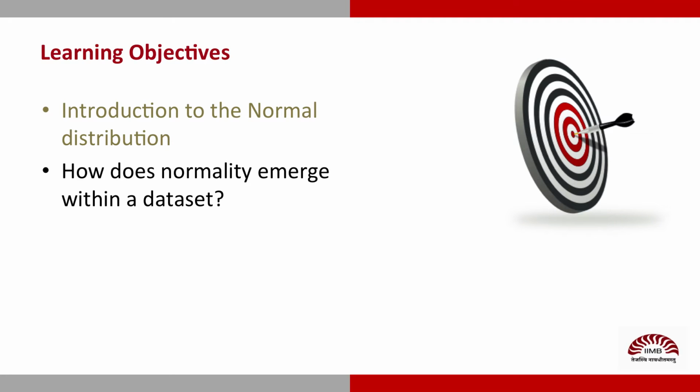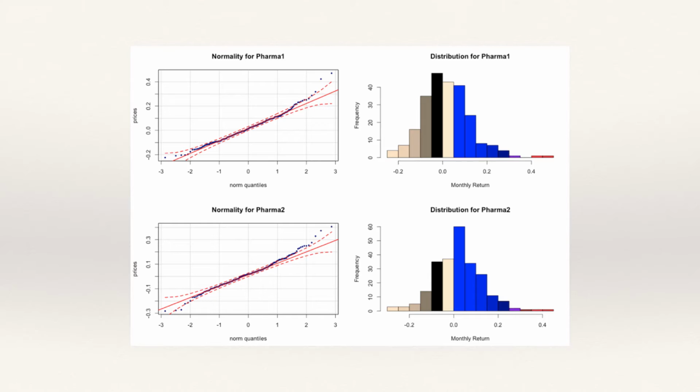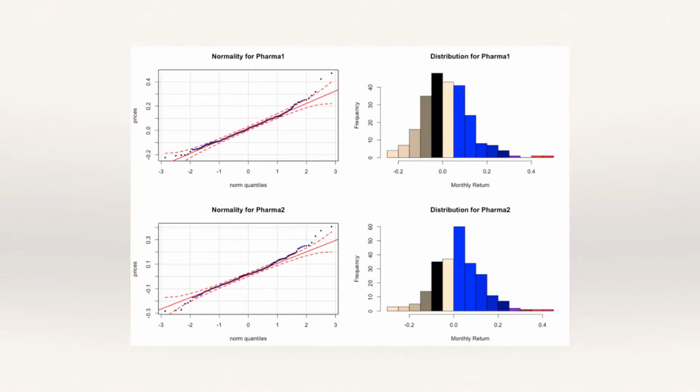Learning objective: how does normality emerge within a dataset? Are you making sense out of this noise? Yes, Lisa. These are monthly returns for two stocks in pharma. They go up and down across the months. Let me guess. When in doubt, histogram? That's my next step. The one on the top looks more normal to me. You're correct, but can you tell me why? I'm guessing by those thingies on the left? Your guess may be right.